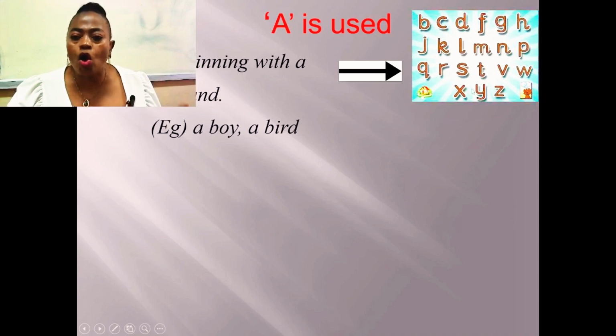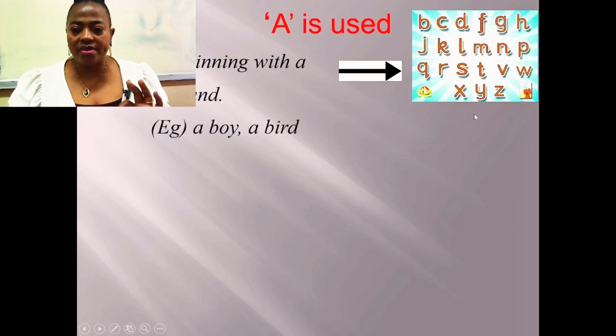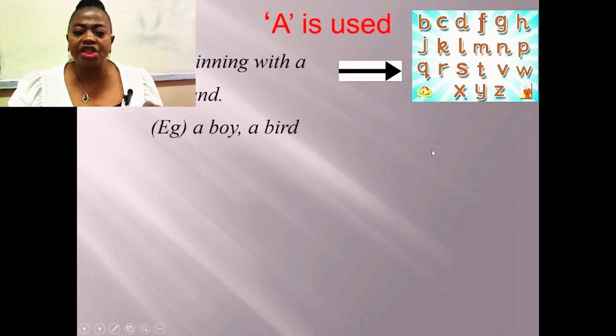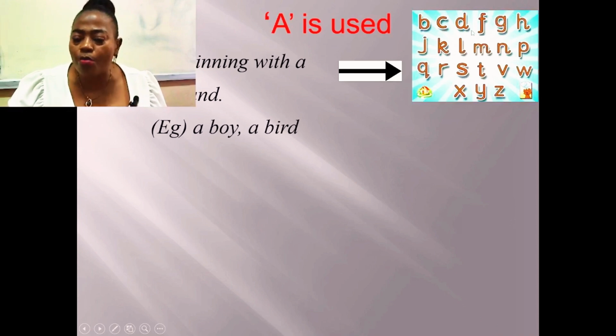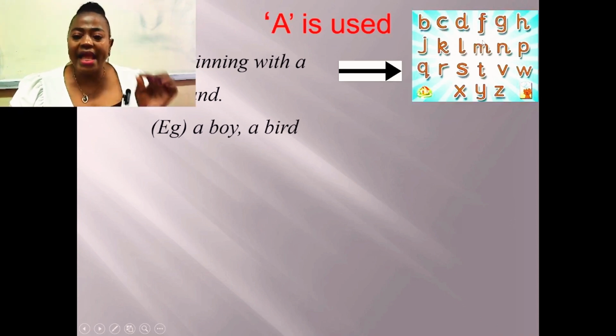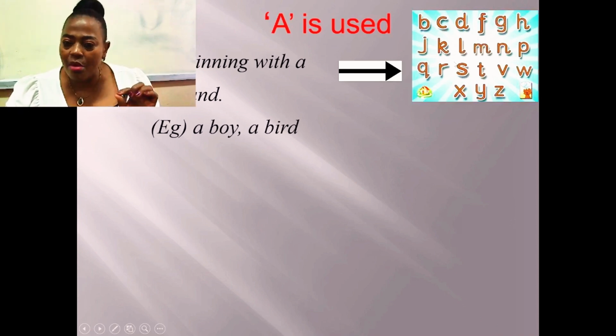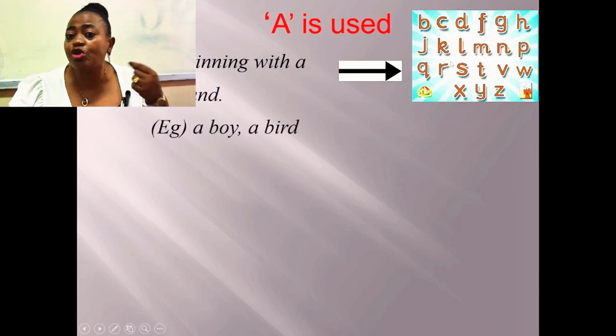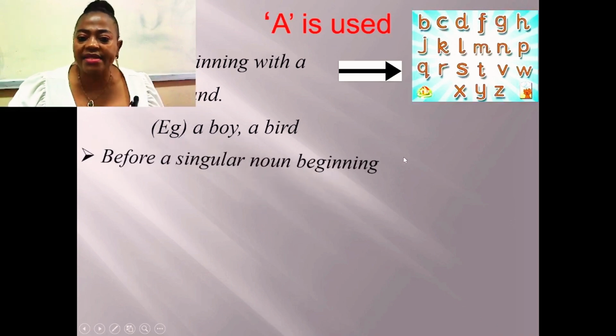Now when we talk about consonants, if you look on my screen, you see b, c, d, f, g, h, j, k, l, m, n, p, q, r, s, t, v, w, x, y, z. These are what we call consonant sounds. They are the consonants in English. So every word that begins with this sound, please remember the difference between a letter and a sound. These are the consonant sounds, but some words don't have the consonant sound, they have just letters. We are going to look at that some other time.